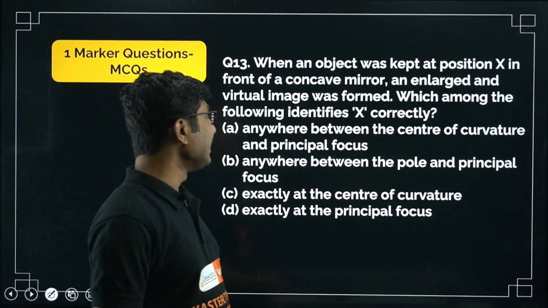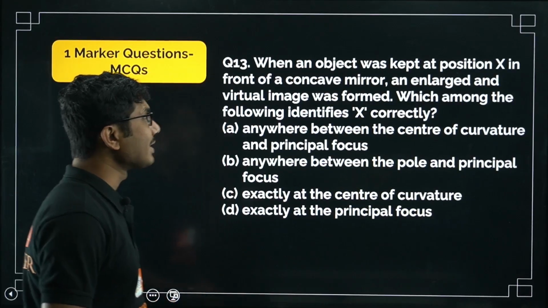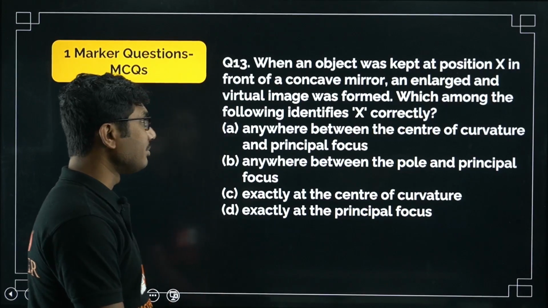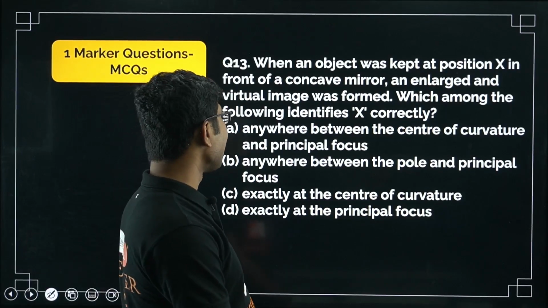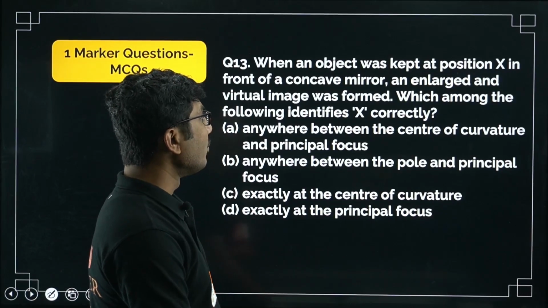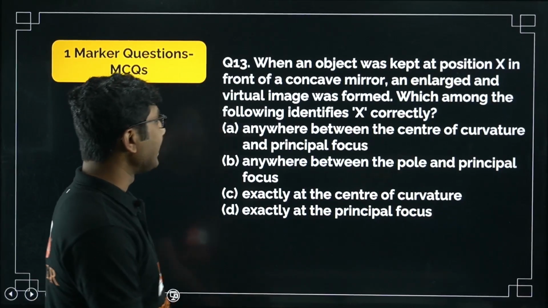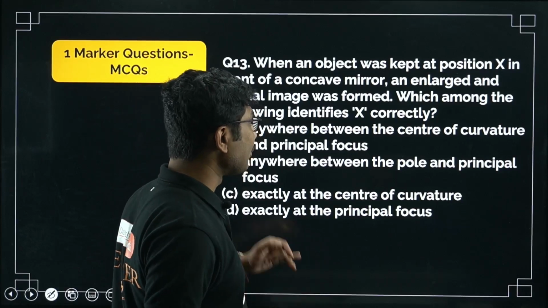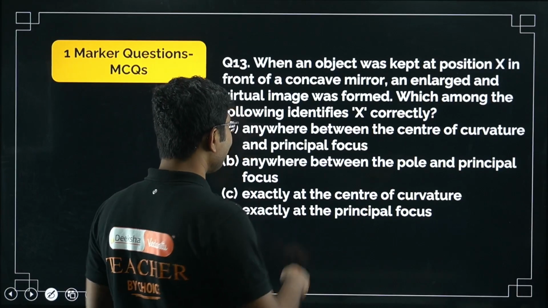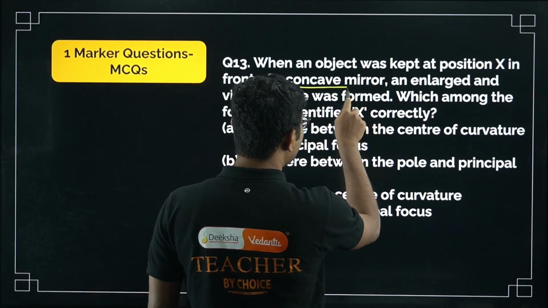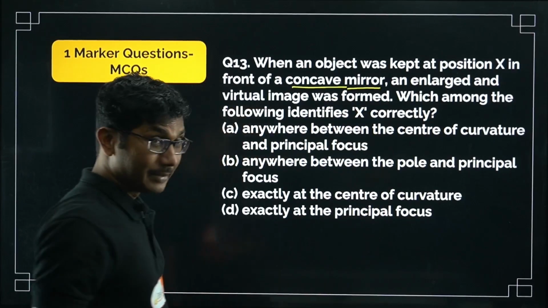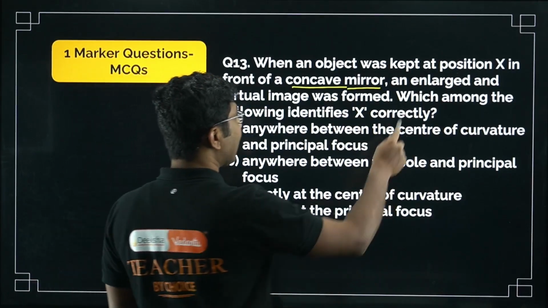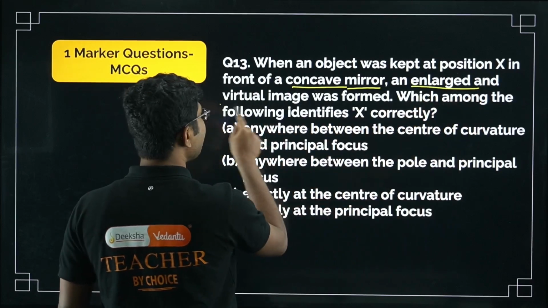Question number 13. When an object was kept at position X in front of a concave mirror, an enlarged and virtual image was formed. Which among the following identifies X correctly? Okay, so object was kept at a position X in front of a concave mirror. The mirror is concave mirror. An enlarged and virtual image was formed.